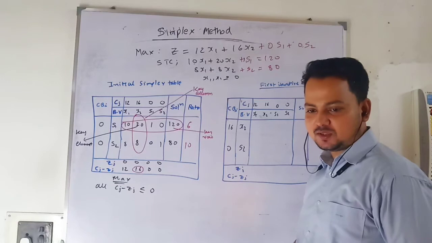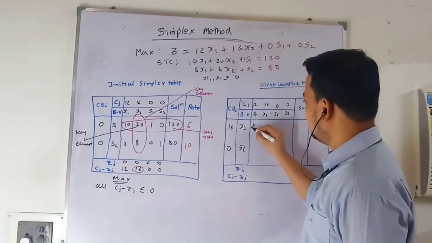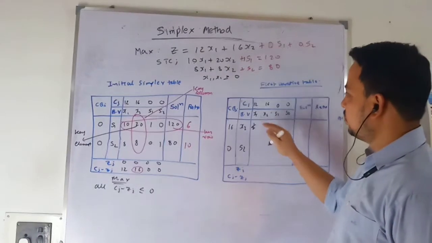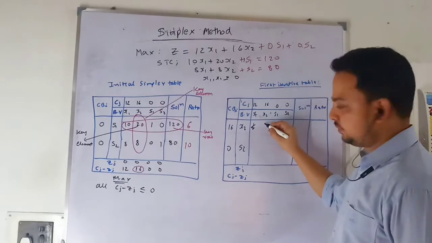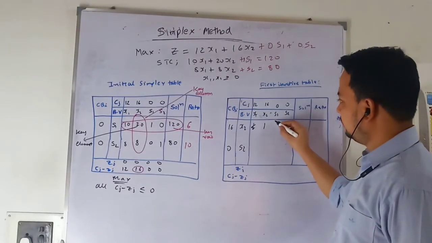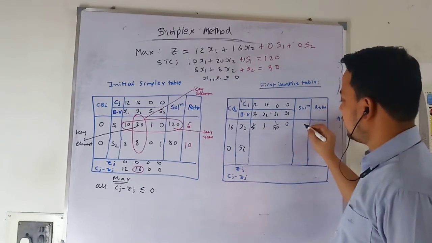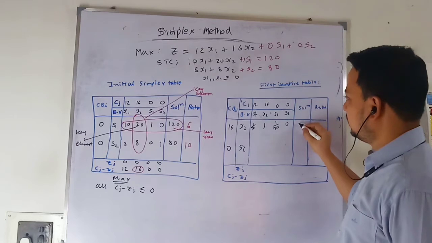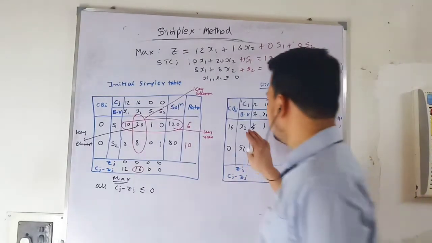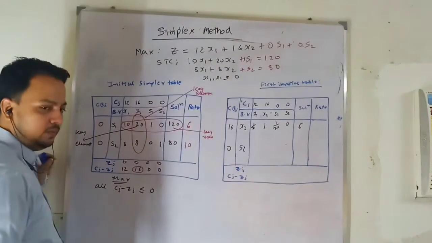10 divided by 20, how much? 1 by 2. Always write in fraction, I told you, okay? 1 by 2. 20 divided by 20, how much? 1. 0 divided by 20 is 0. 120 divided by 20 is 6. Okay, so it is easy to find for the row where you have the key element.